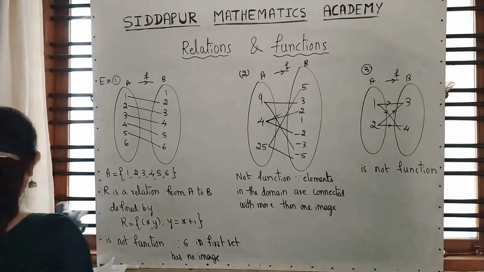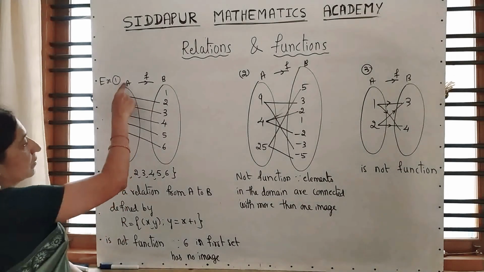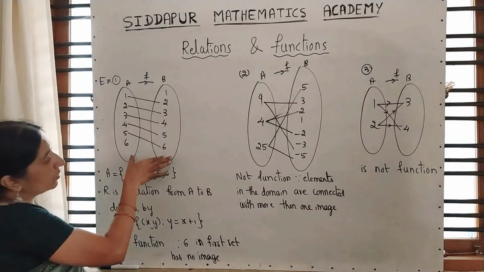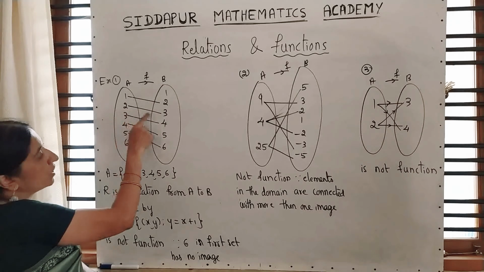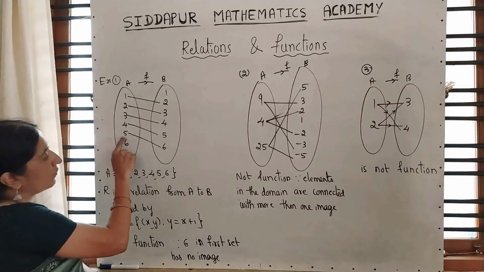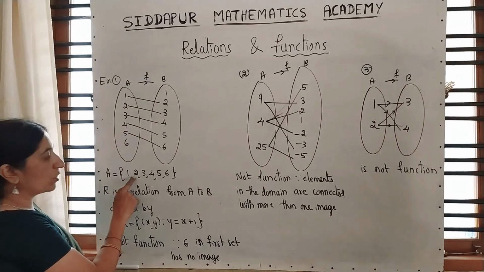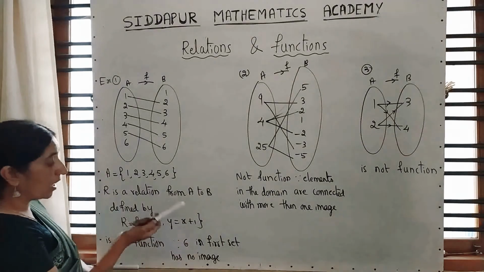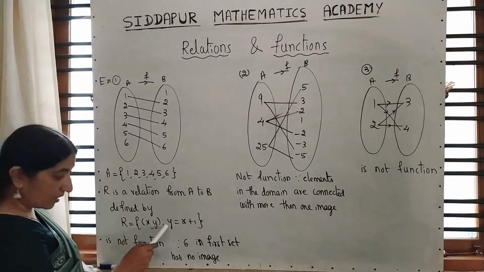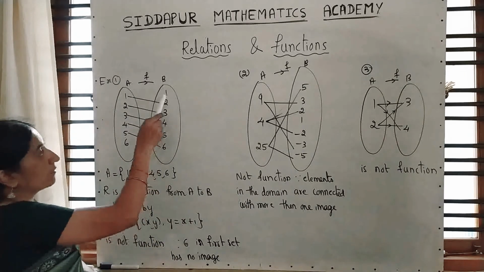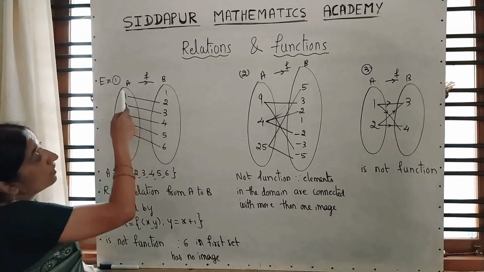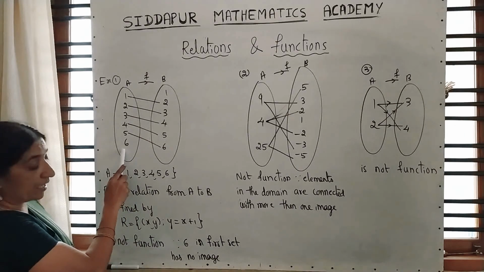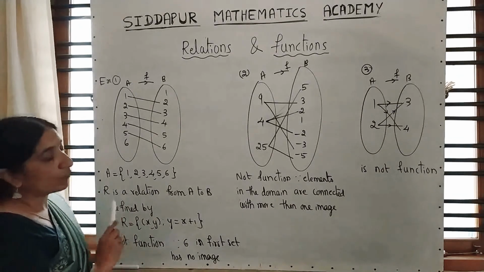Here I am giving you examples. This is the first example. This is set A, this is set B. F is a function from set A to set B. When you observe this figure, 1 is related with 2, 2 is with 3, 3 is with 4, 4 is with 5, 5 is with 6. Here the set A is 1, 2, 3, 4, 5, 6. And R is a relation from A to B, defined as R = {(x, y) : y = x + 1}. That means every element is 1 unit more than the first element. But it is not a function. Why? Because the element 6 in the first set has no image. Understood? Moving to the next example.